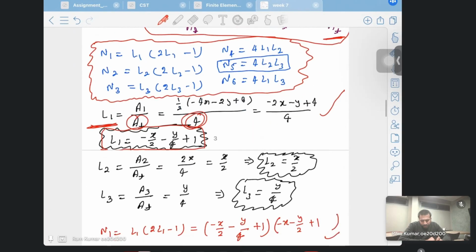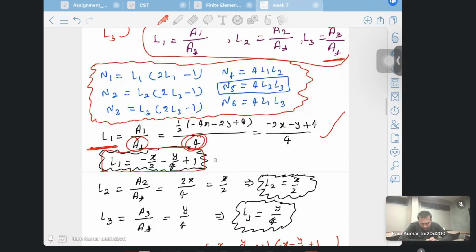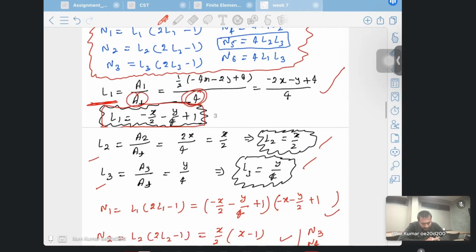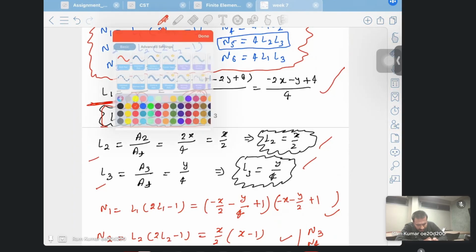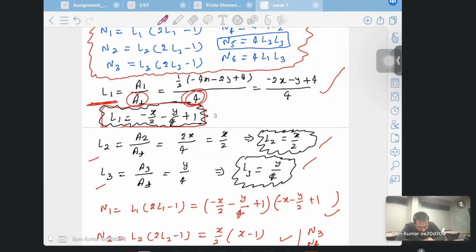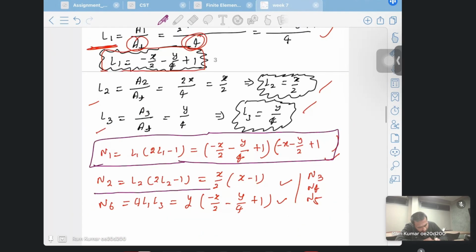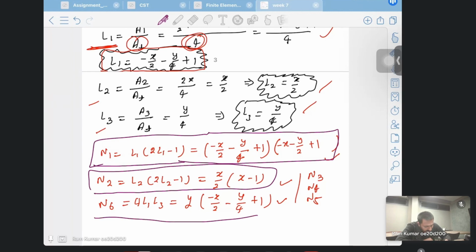Okay. Similarly, L2, L3. So we got L2, L3. Then what will be our shape function N1? Then our N1 will be L1 times (2L1 minus 1). So this will be our N1. What will be N2? This will be our N2: L2 times (2L2 minus 1). This will be our N6. Similarly, we can find N3, N4, N5. I think it is correct.